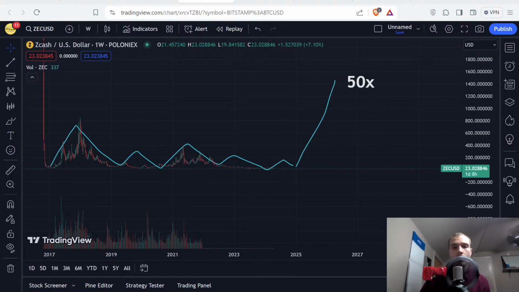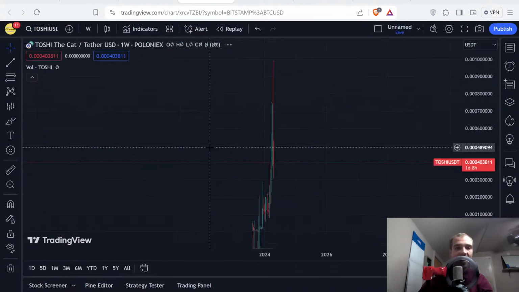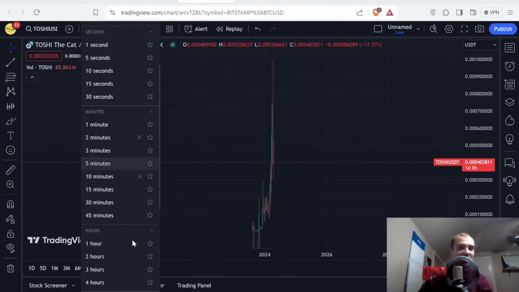So yeah, these accumulation patterns play out. They go sideways down. People give up on them. People are like, oh, that looks dead. It looks like it could never go up again. Then all of a sudden, one day, it goes up 50 times in value. So, yeah, just saying.